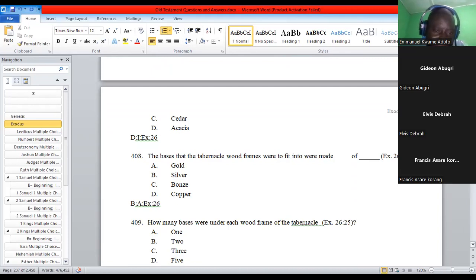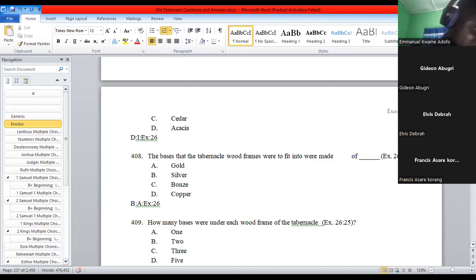Are you sure it's 3? 8 frames and 16 silver. Are you sure it's 8? Read everything. So there will be 8 frames and 16 silver bases, 2 under each. And the question is talking about the frame. So what would be the answer?